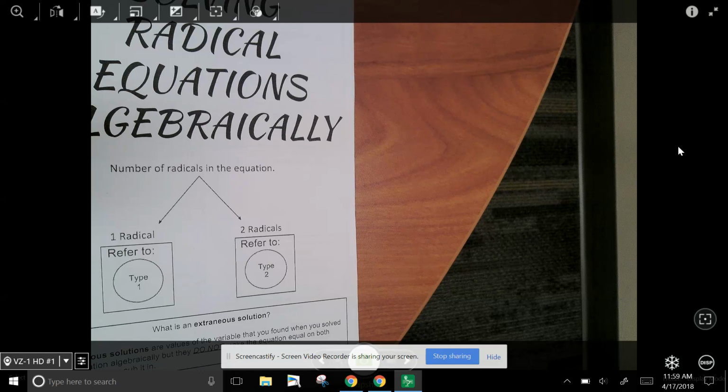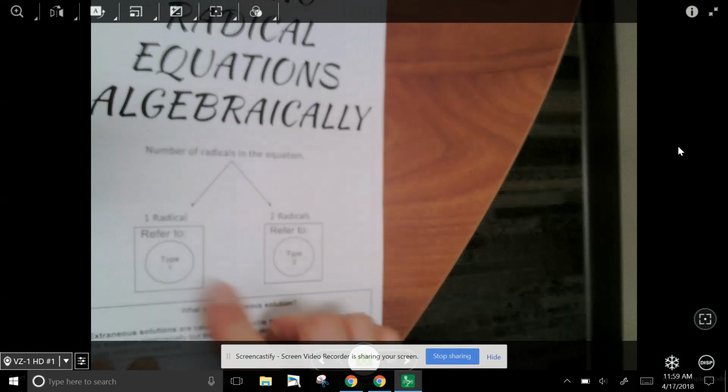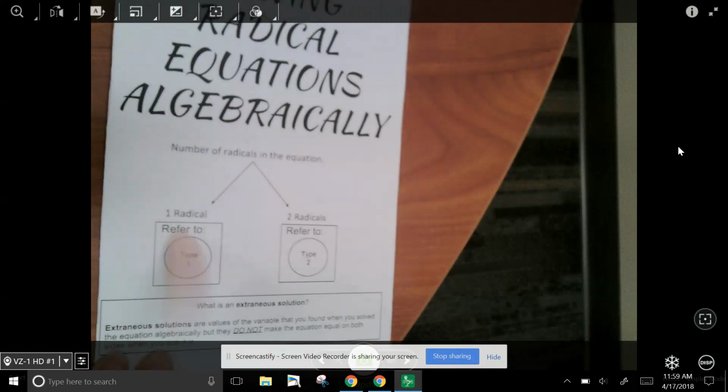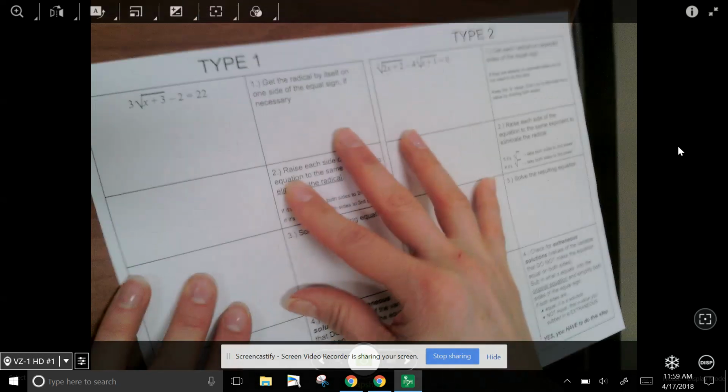This video is going to show you how to solve radical equations algebraically. This is going to be an example of a type 1 problem. A type 1 problem has one radical. So here's where our type 1 problem is.